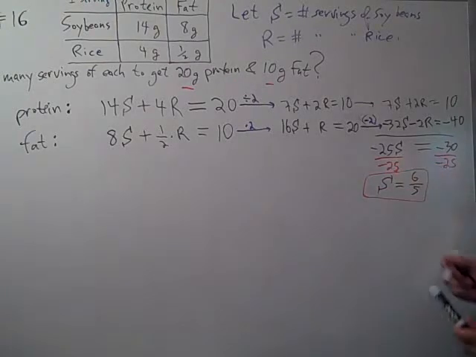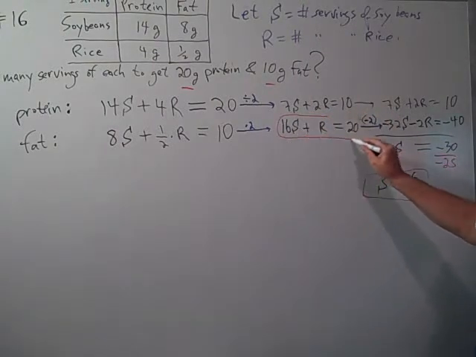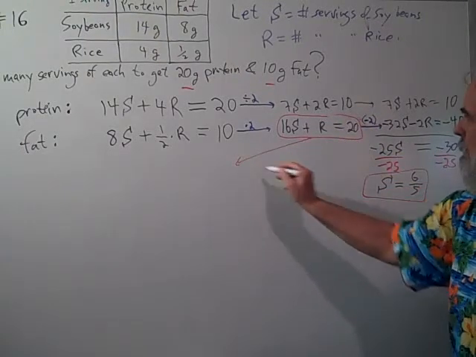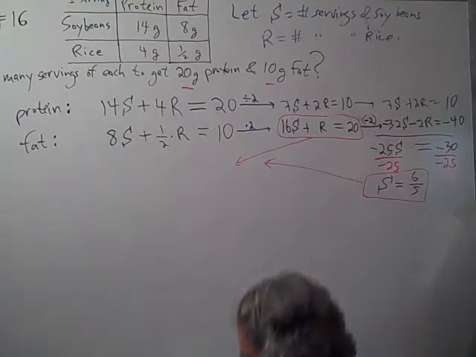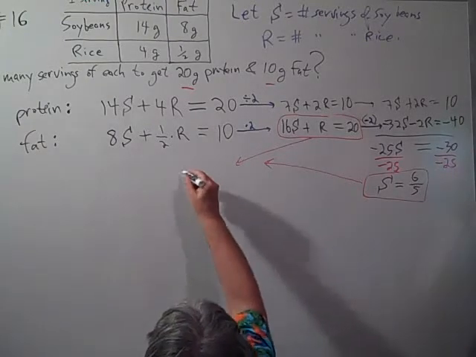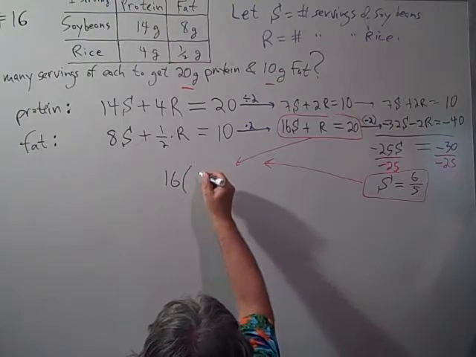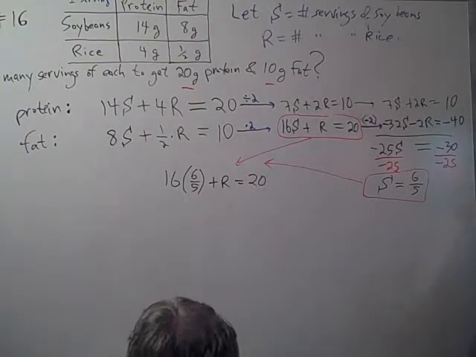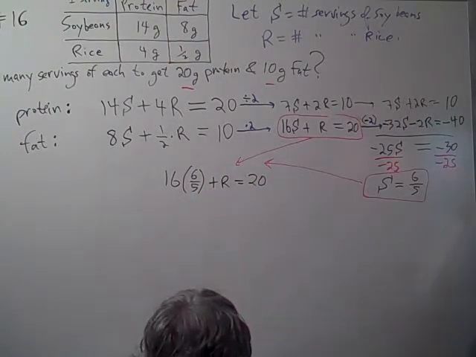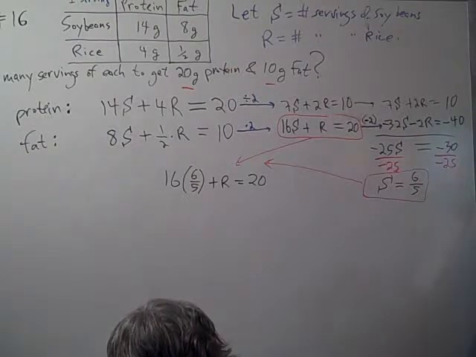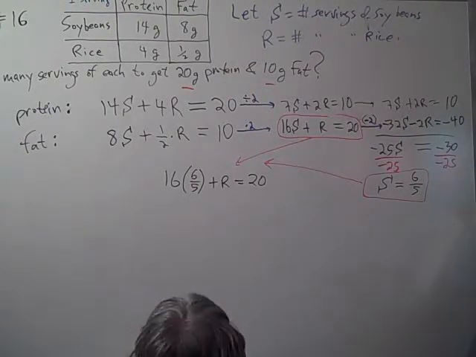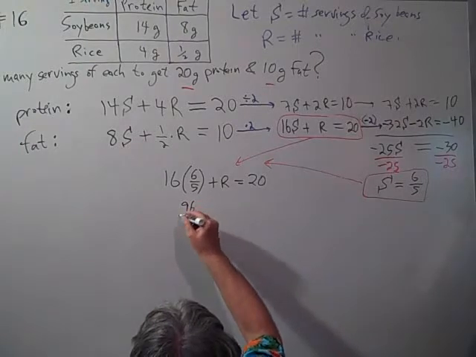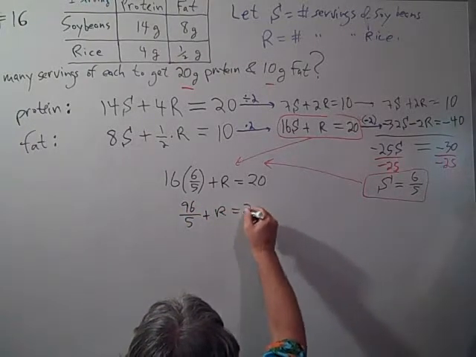would be required here. And now to find out what R is, we can go back to any of the earlier equations. This will be the easiest one to use to find R because there's just an R by itself right there. If we put all of this together, we get 16 times S, but S is 6/5, plus R equals 20. Now 16 times 6 is 96. So this is 96/5 plus R equals 20.